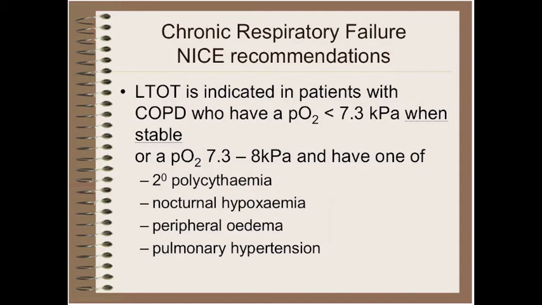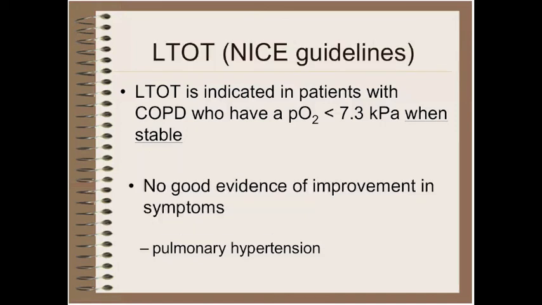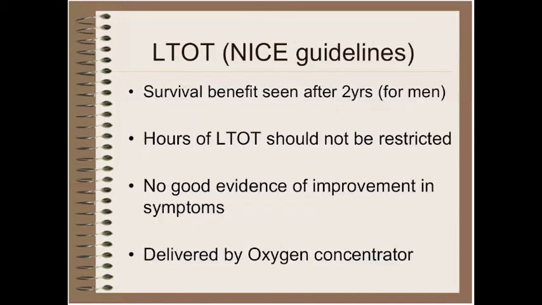The other group are between 7.3 and 8 kilopascals who have evidence of end organ damage, i.e. polycythemia, nocturnal hypoxemia, peripheral edema, or pulmonary hypertension. Although there's no good evidence for this group, they're sort of in a grey area, and it's thought that they should benefit. And here's a little summary of what I've just said.